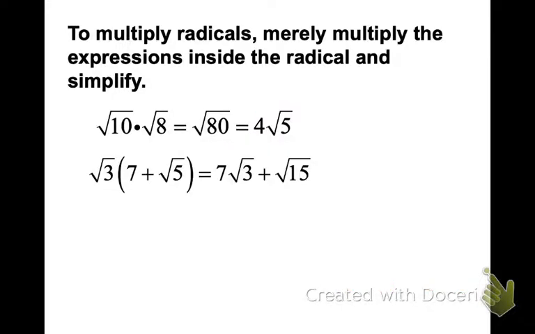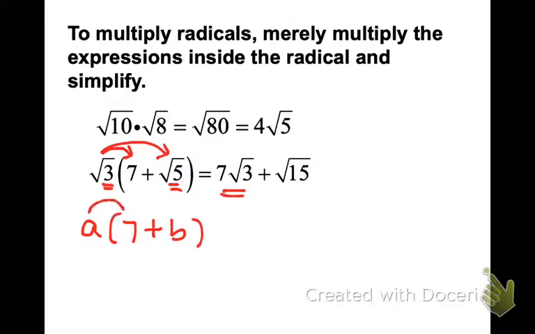Here we have where we're distributing. So square root of 3 times 7 square root of 3, and then remember we multiply what's underneath the radical. That gave us the 15. And we could look at it if I use variables. We would get 7a, and then that would be our ab. And instead of ab, we have 15, which is 3 times 5. So similar.